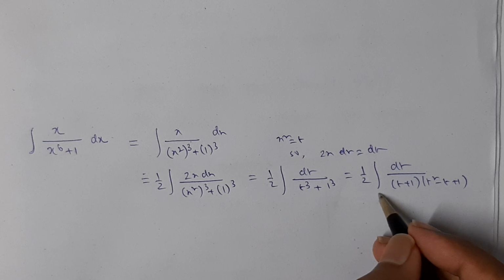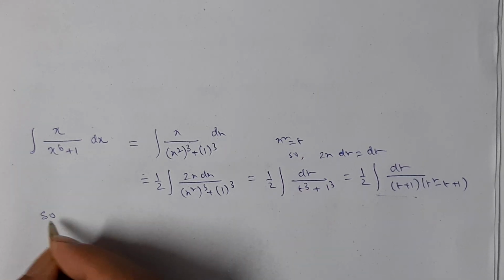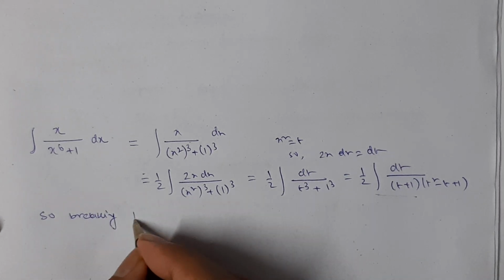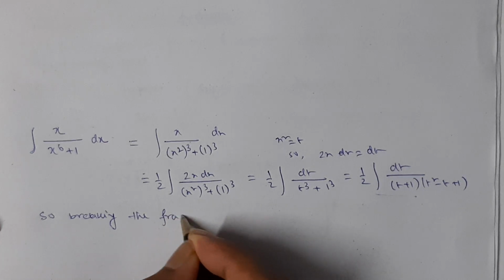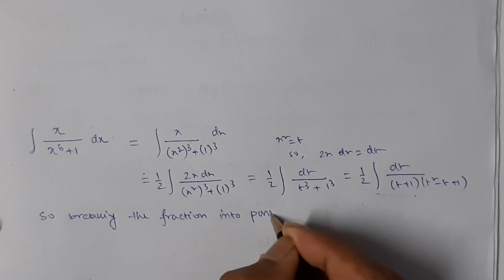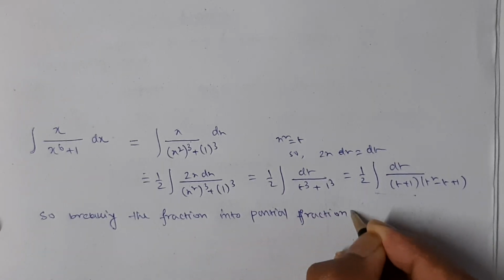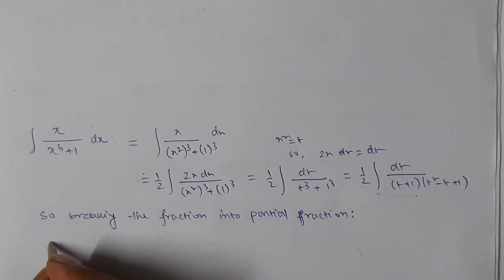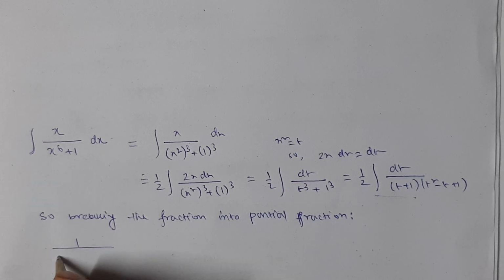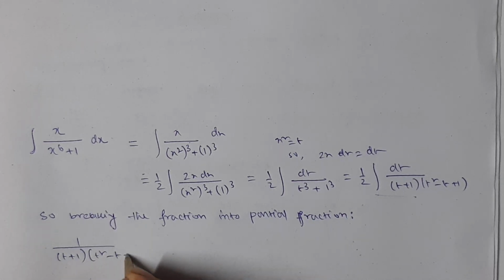Okay, so we actually break this fraction into partial fractions. So, breaking the fraction into partial fraction. Okay, so 1 by (t plus 1)(t square minus t plus 1).